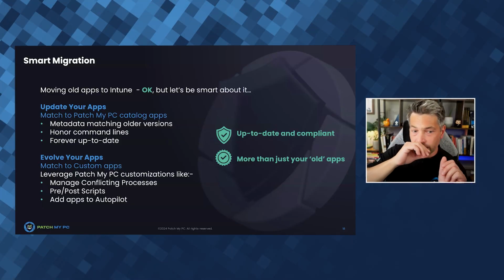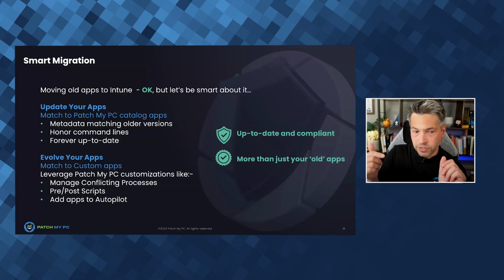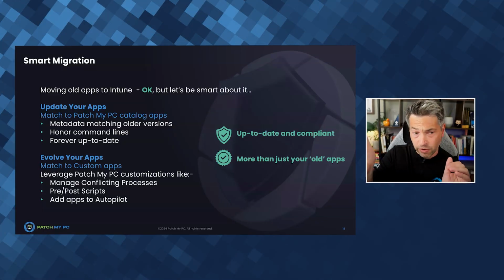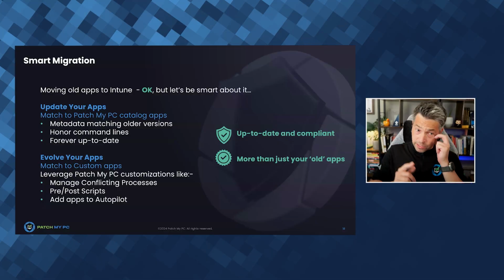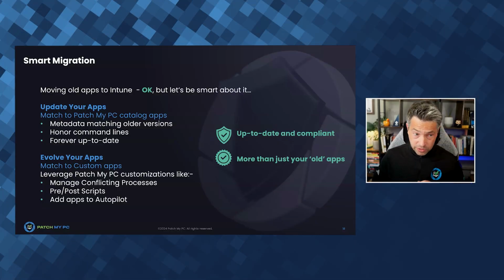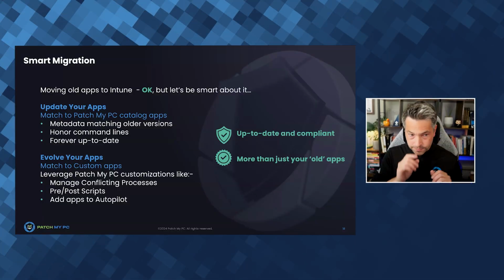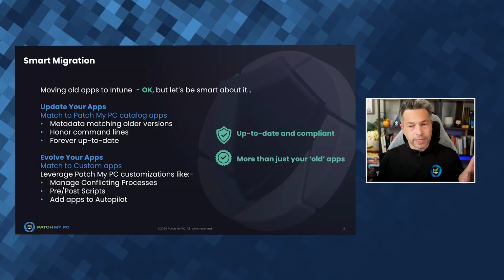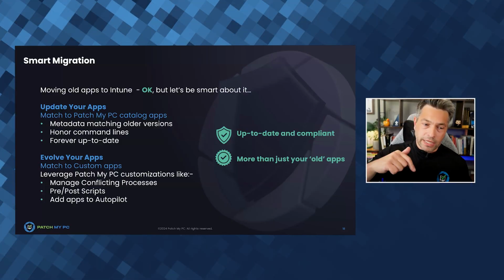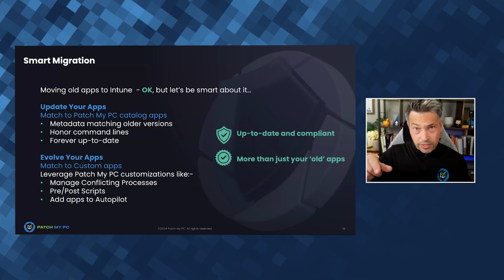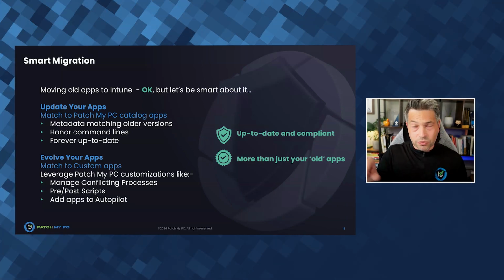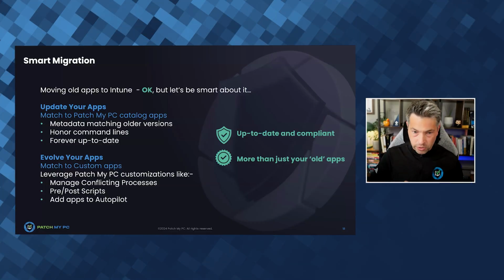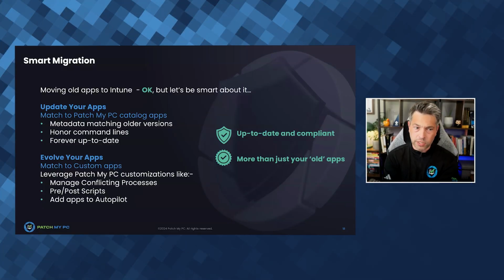You don't need to look in ConfigMgr to understand if your applications are out of date or if they need an update. That's taken care of. So that's one of the first things where we're going to add value in the migration feature. Forever up-to-date apps, honoring the command lines you have. We understand that not every application is just install MSI /qn. You have API token keys or license files and other things going on. So that's the first thing we're going to do with migration.